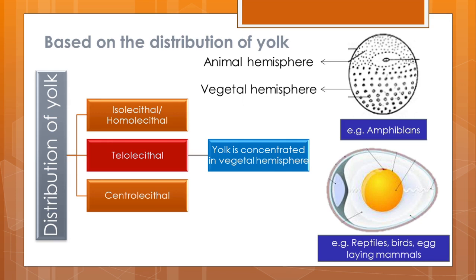Here, the vegetal hemisphere is completely packed with yolk and most of the animal hemisphere cytoplasm is also packed with yolk. And there is a small amount of yolk-free cytoplasm which is located near the animal pole and it contains the nucleus. So, in the case of reptiles, birds and egg-laying mammals, the egg is extremely telolecithal.